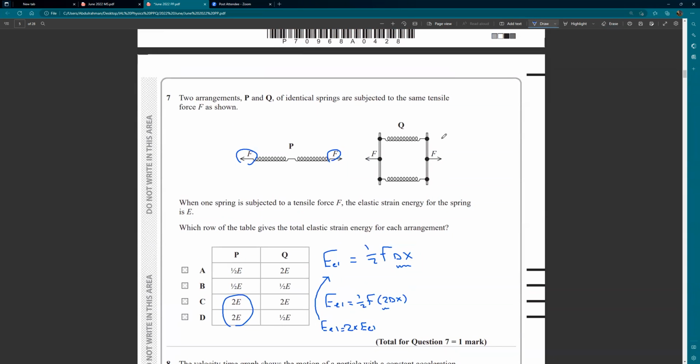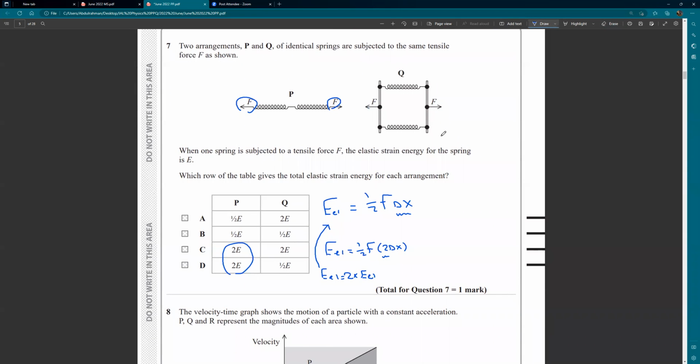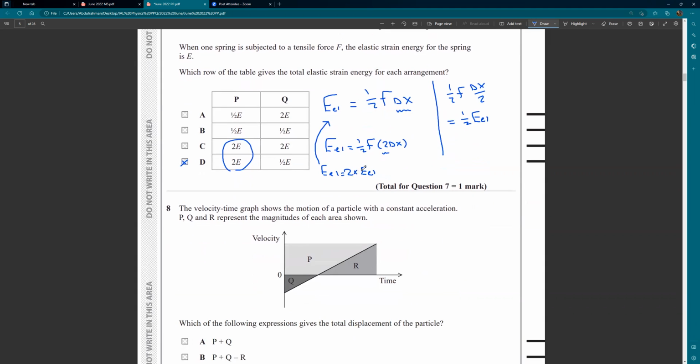Now, in the second arrangement, when the springs are connected like this, they're going to receive half the force each, or you could think about it as they're going to extend by half the amount each. And because they're extended by half the amount, it will be 1/2 F times extension over 2, which is equal to half the elastic strain energy. Because the extension is half, it will have half the amount of elastic strain energy. So the answer is B. You don't need to know too much about series and parallel other than what I've shown here for springs.